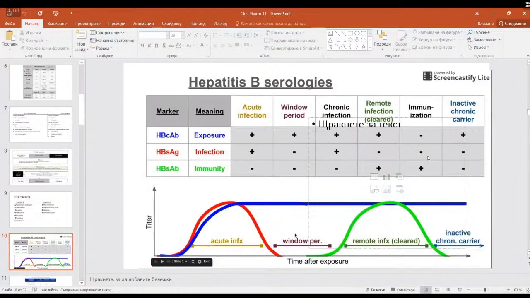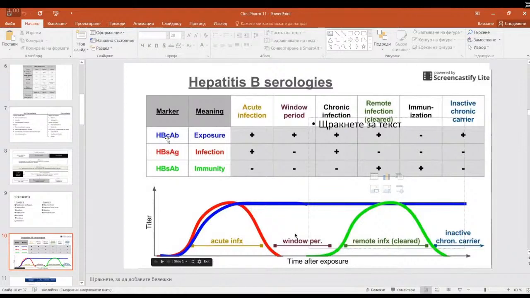Now I would like to show you two slides about the different serologies that you can observe in hepatitis B virus patients. Here you can see, according to whether they have, AB means antibody, AG means antigen, and S means surface. So this is the hepatitis B virus surface antigen. This is hepatitis B virus surface antibody, so the antibody that was formed against the surface antigen. So this is antibody, this is antigen.